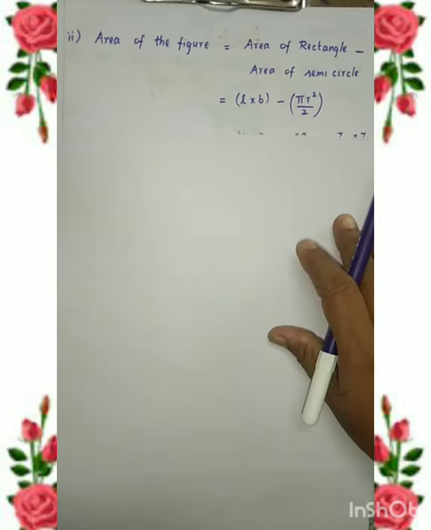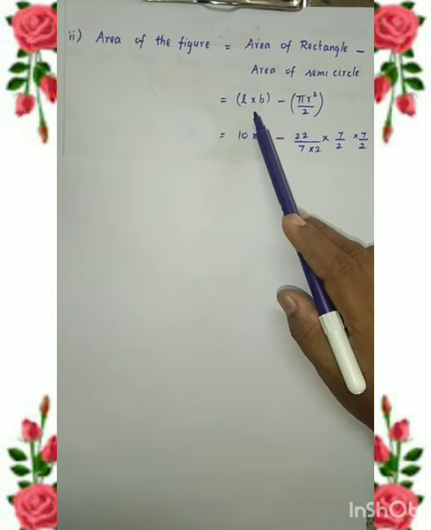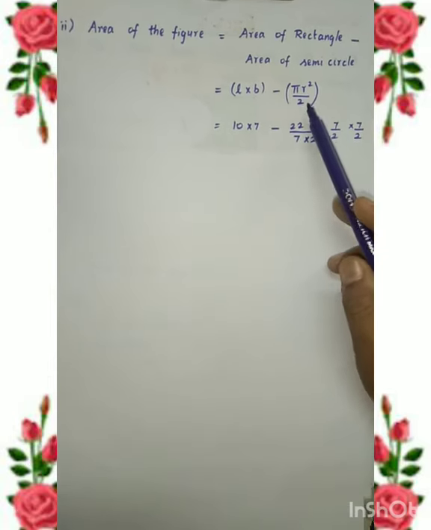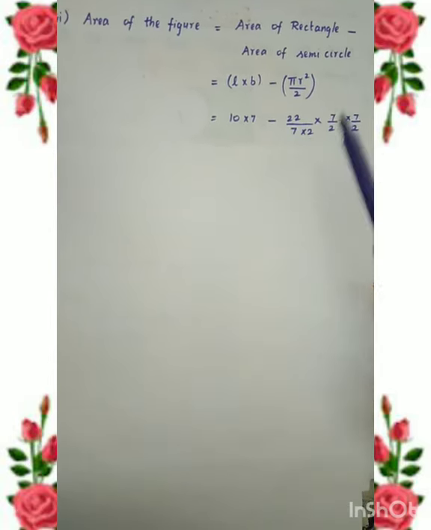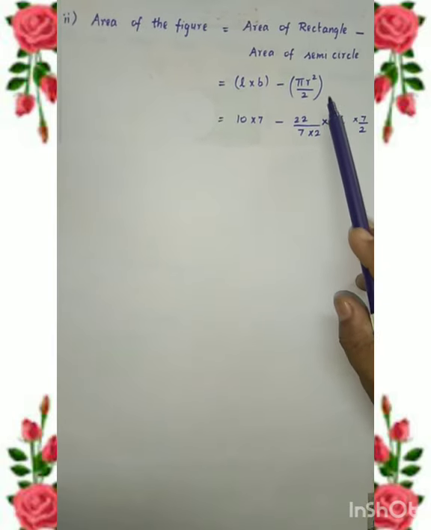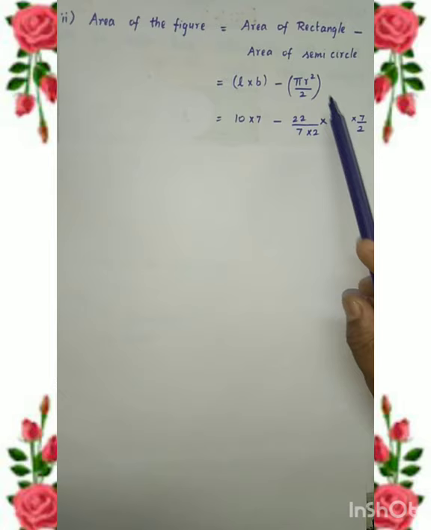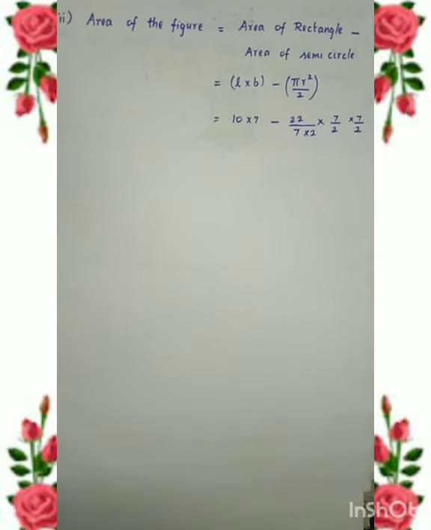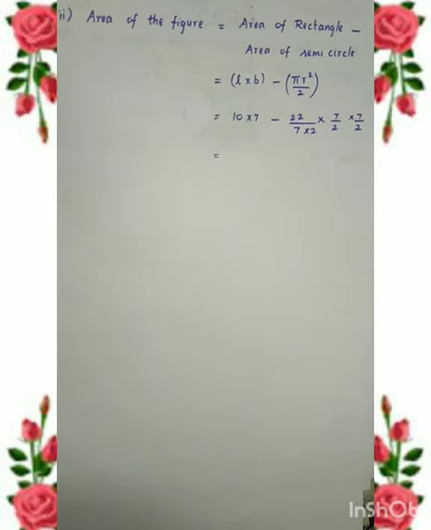So we can apply the values. The L value is 10 and the breadth value is 7, minus pi is 22/7. Already we have 2 in the denominator, so that 2 we have also written. Then the R value is 7/2. Here R square is given, so we write it 2 times, 7/2 into 7/2.